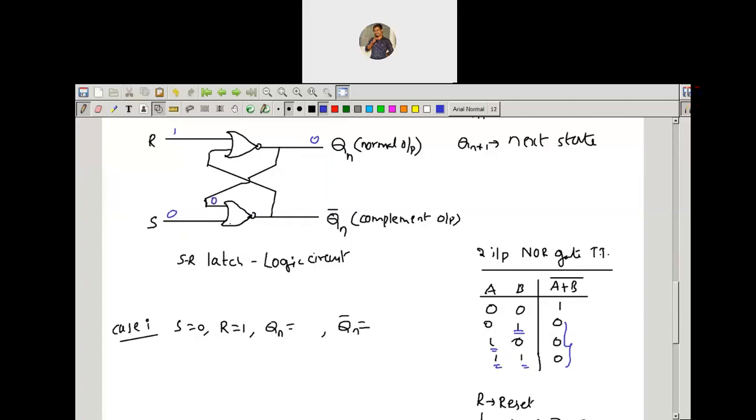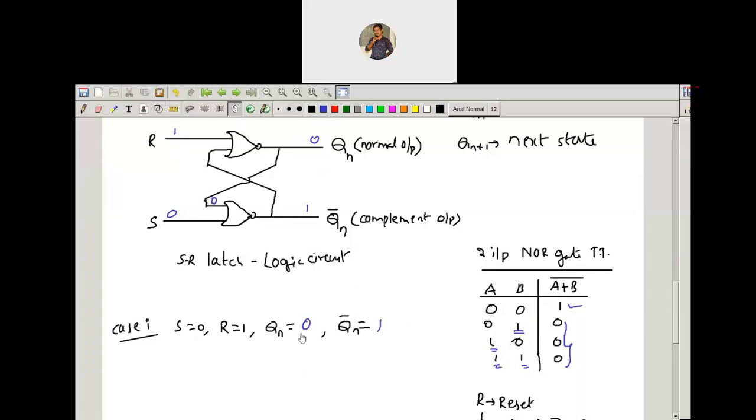And now for this NOR gate, what is the input here? Two inputs are 0, 0. S is 0 and Qn is 0. So then Qn bar will become what? For the 0, 0 combination, what is the output? You can observe the truth table of NOR gate. You will get the output is logic 1. So when you give S equal 0, R equal to 1, you are getting Qn value 0 and Qn bar will be 1.